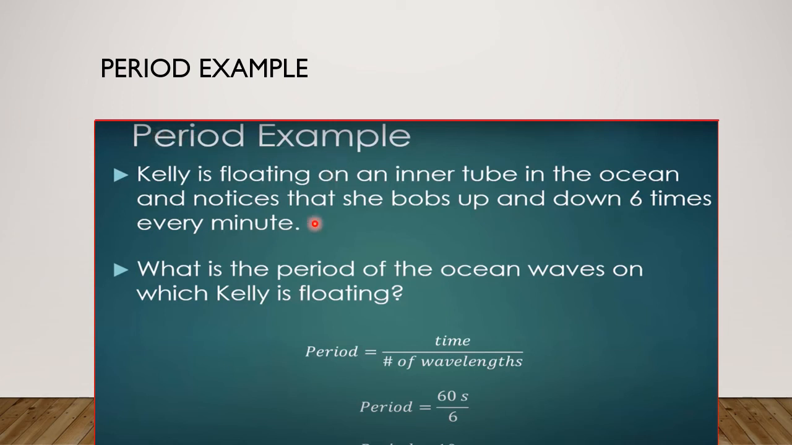Period example. Kelly is floating on an inner tube in the ocean and notices that she bobs up and down 6 times every minute. What is the period of the ocean waves on which Kelly is floating? Period is equal to time over the number of wavelengths. Therefore, the period is equal to 60 seconds, because that is 1 minute, divided by 6 times, because the problem states 6 times per minute. Therefore, the period will be 60 over 6.